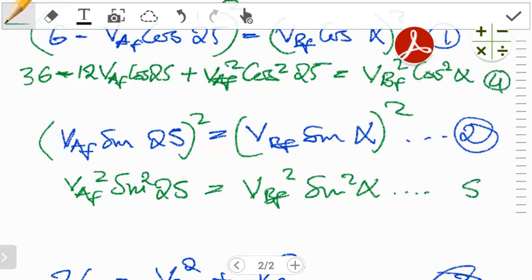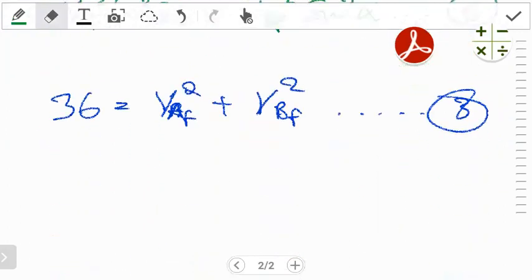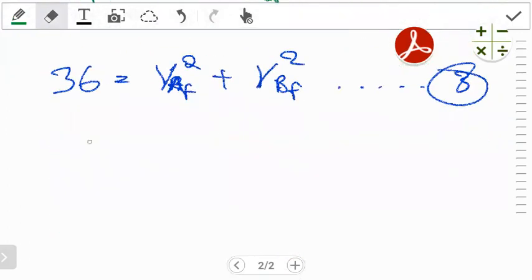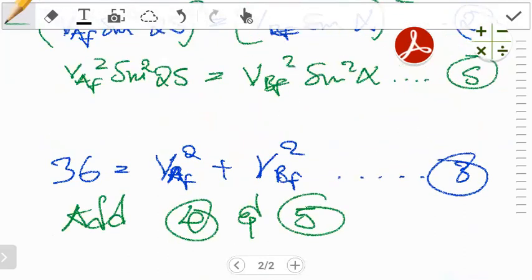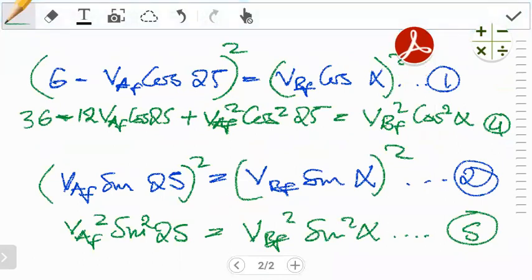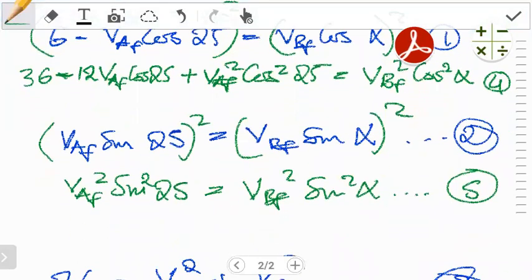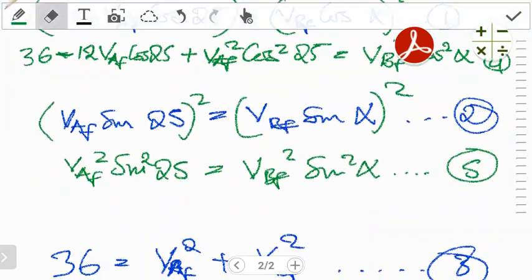This becomes 5. Okay, now I'm going to add equation 4 and equation 5. So what is going to happen? When you add 4 and 5, what you should notice is that from the left hand side, I can just add them where I can see them.